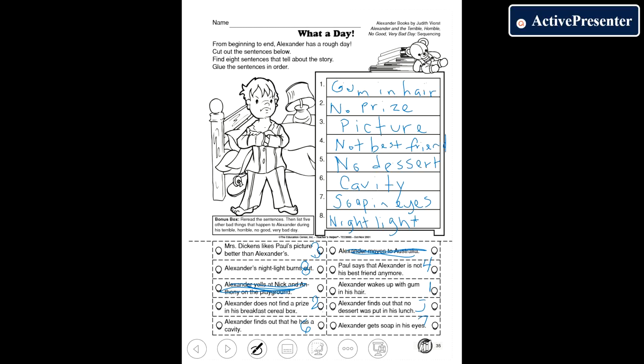in his hair, then he had no prize in his breakfast cereal box. Mrs. Dickens didn't like his picture. Paul said that he wasn't his best friend anymore. There was no dessert in his lunch. He had a cavity at the dentist. He got soap in his eyes taking his bath, and his nightlight blew out. He was having a really bad day, and that's the order of things that happened.